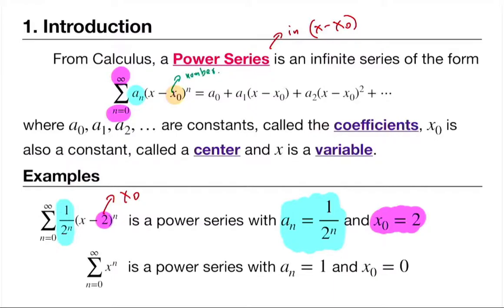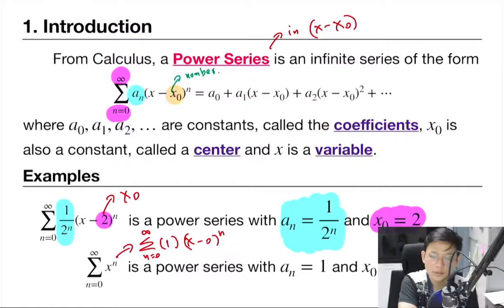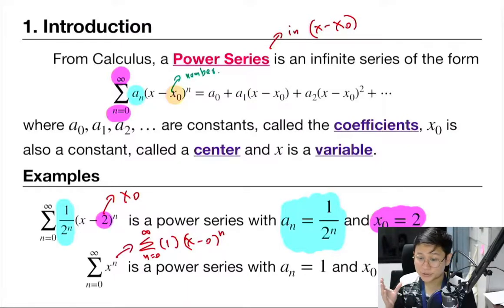Here, the second one, it's a power series as well, and an is 1 for all n, because it has 1 here, so it's 1x to the n. Okay, and the center is 0, right? Because this series, summation n from 0 to infinity, 1x minus 0 to the n. It's the same thing. That's why we have that x0 is 0 and an is 1 for all n's. Okay, and that's pretty simple, right?